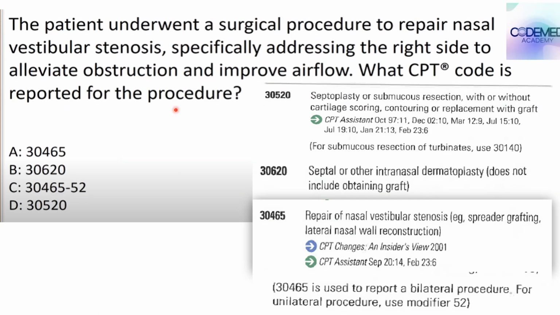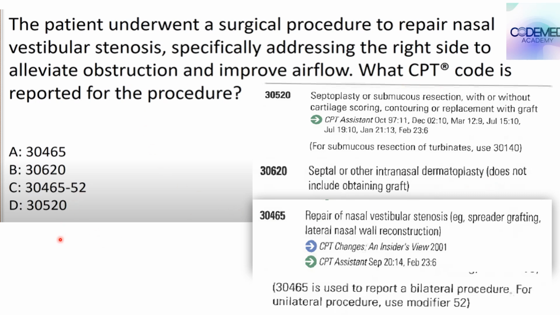Now the next question: the patient underwent a surgical procedure to repair a nasal vestibular stenosis, specifically addressing the right side to relieve the obstruction and improve the airflow. What CPT code is reported for the procedure? Now we have this code 30465. It talks about the repair of the nasal vestibular stenosis, and that is exactly what happened in our patient case. And so we will require the code 30465. 30620 is a septal or other intranasal dermatoplasty, basically the skin repair. That didn't happen in our case.